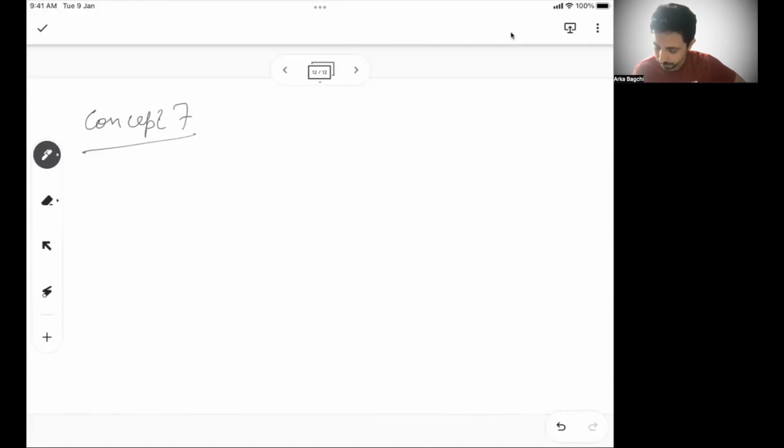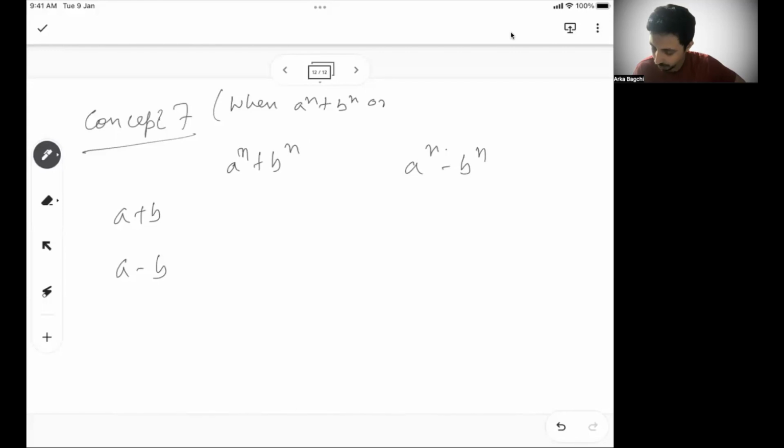So it says, a to the power n plus b to the power n, and if you have a to the power n minus b to the power n, and if you have a plus b and a minus b. So this is written as when a to the power n plus b to the power n, or a to the power n minus b to the power n is divided by a plus b or a minus b. What happens? Okay, now I'll form a table.